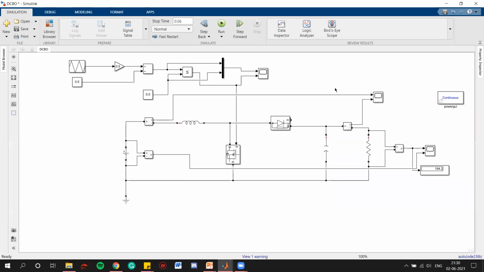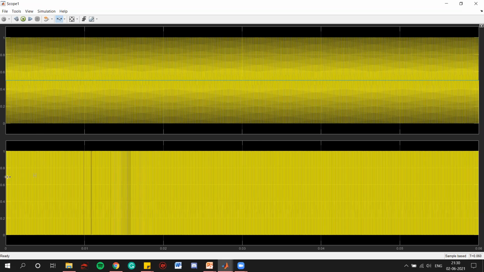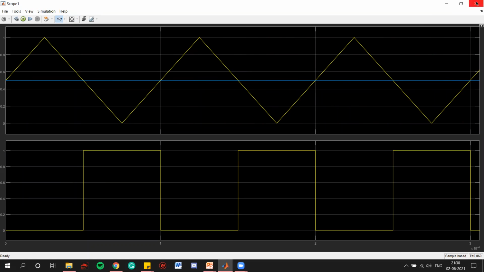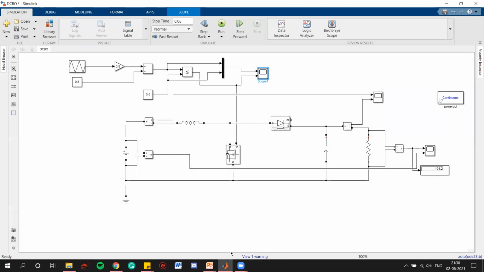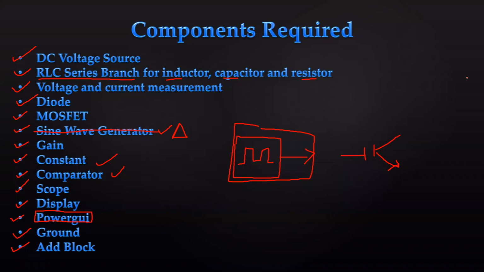So let's simulate the whole thing, right? So we can see that our pulses are 50% duty cycle, right? For 50% duty cycle, we actually have a particular formula. So the formula goes as Vi, that is V input, upon 1 minus the duty cycle is equal to V output, right? So right now the duty cycle is 0.5 or 50%, right?